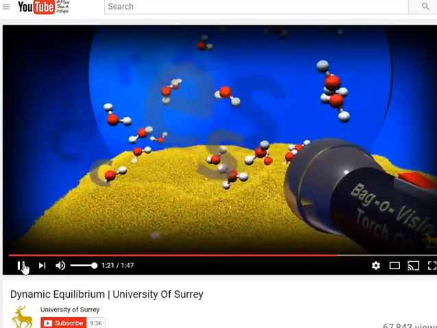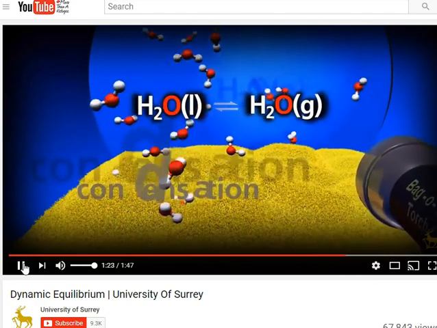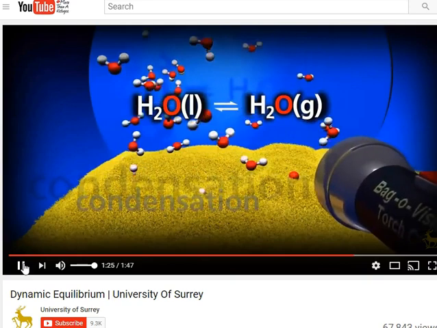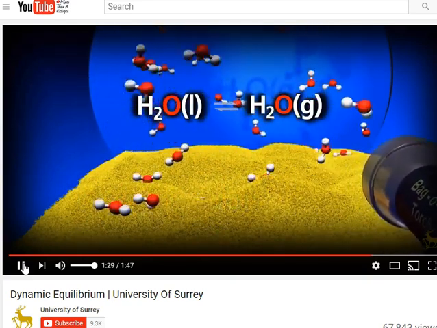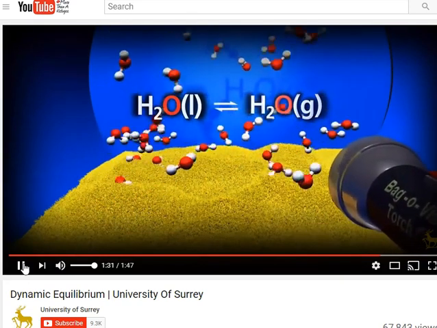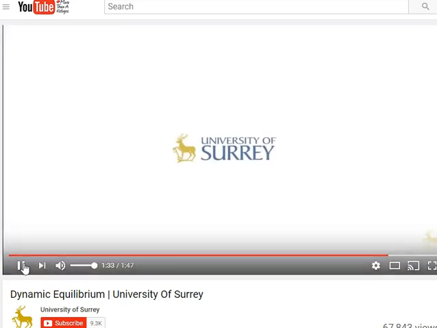At this point, a balance is reached where the rate of evaporation equals the rate of condensation. A state of dynamic equilibrium is reached, represented by a double-headed arrow. Dynamic equilibrium only occurs in closed systems.